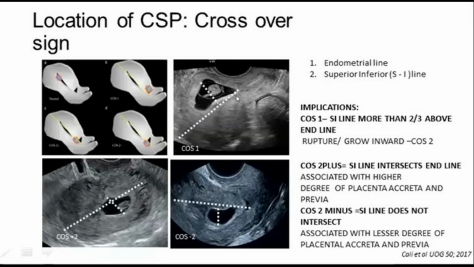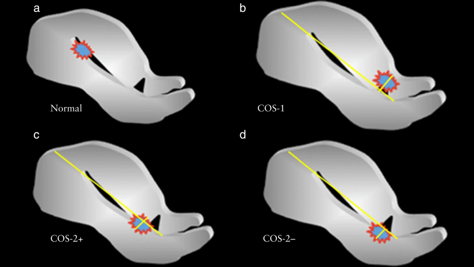So what is this COS1? COS1 is the exogenous type of CSP with more than 2/3 of S1, the supra-inferior line, away from the endometrium, which has the worst prognosis, with the risk of uterine rupture and hemorrhage. Whereas COS2 plus is the endogenous type of CSP that intersects the endometrium, which has a worse prognosis with risk of placenta previa and placenta accreta spectrum. Now COS2 minus is the endogenous type of CSP that doesn't intersect the endometrium, which has a less worse prognosis with less risk of all the above complications.